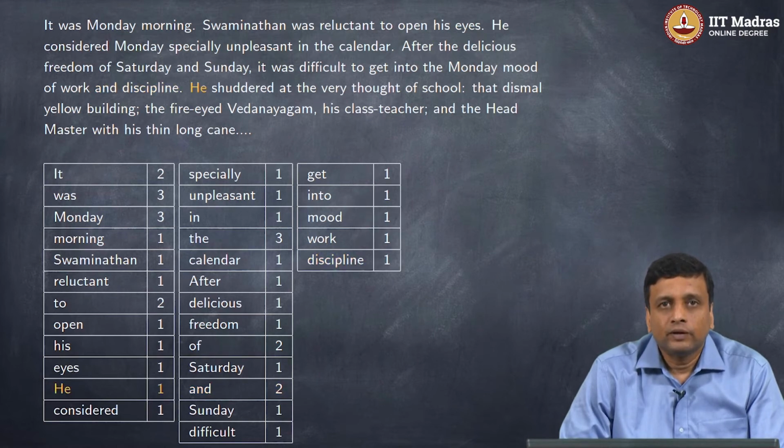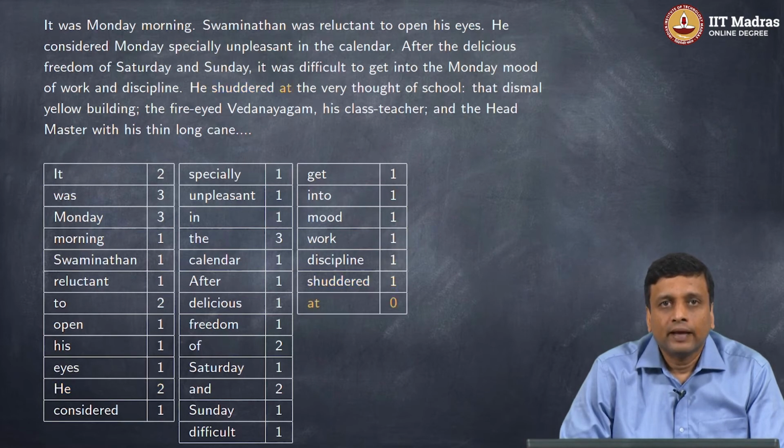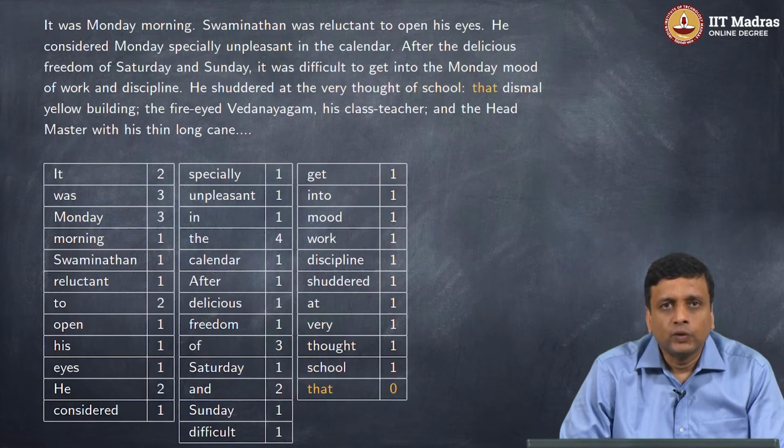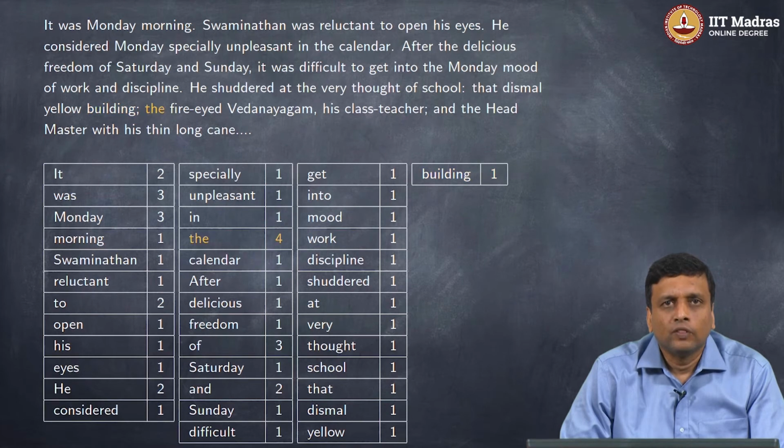Discipline is new. He again we have seen before. This time we have actually seen it twice with a capital H. As we said, it does not matter whether it is capital or small, but he goes from 1 to 2. Shuddered is new. At is new. The is old. So, it goes from 3 to 4. Very is new. Thought is new. Of is old. It goes from 2 to 3. School is new. That is new. Dismal is new. Yellow is new. Building is new. The is old. It goes from 4 to 5.